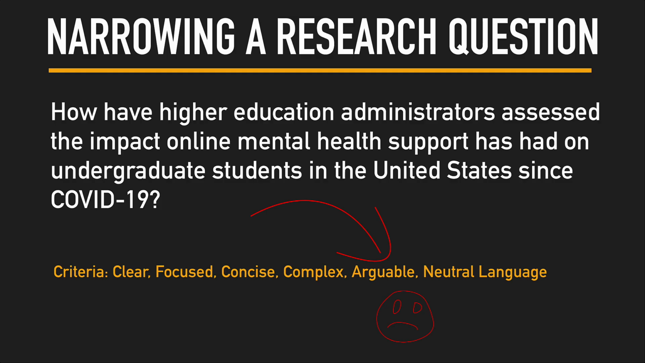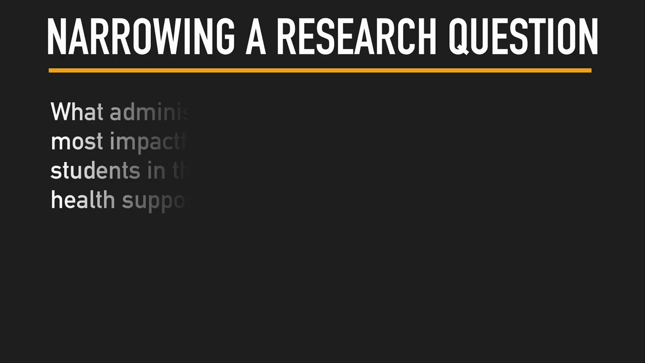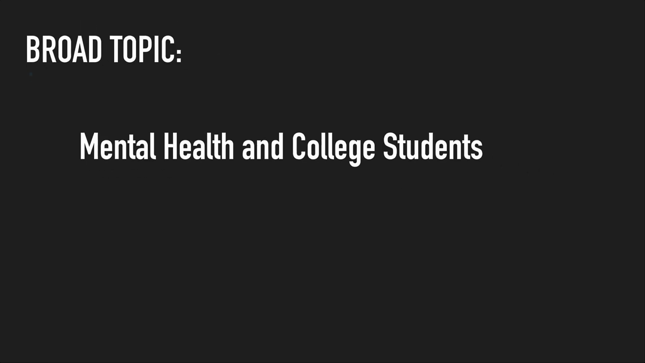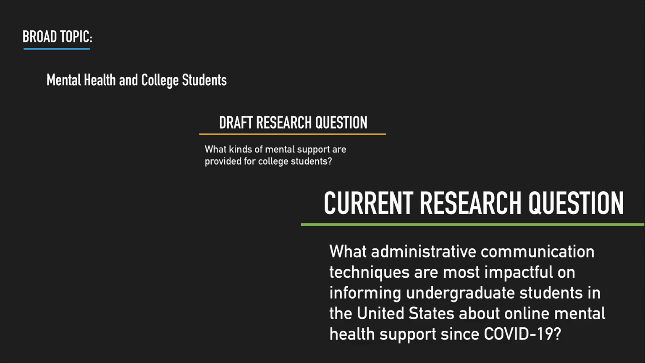Let's try this version. What administrative communication techniques are most impactful on informing undergraduate students in the United States about online mental health support since COVID-19? This is now an arguable question because impact may be measured in different ways depending on the goals of an institution. Now we've gone from a broad topic to drafting a research question to writing a more narrow research question.